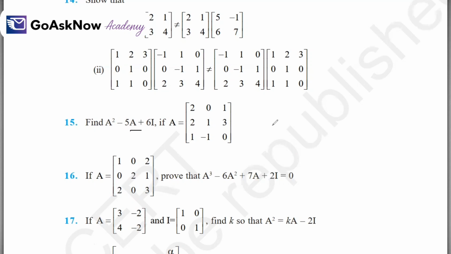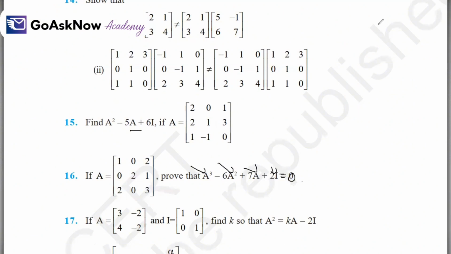Now the 16th question is, if A is equal to this, then prove that A cube minus 6A square plus 7A plus 2I. This is also similar to the question we have just seen in the exercise example part. You have to find first A cube, then A square, then 7A, then 2I, and substitute all the terms here. Just substitute A cube, then 6A square, then 7A, then plus 2I, and you have to prove it equal to 0. So you will get the result. I hope that you can also solve this because, due to space issue and time constraint, it will not be solved fully here.